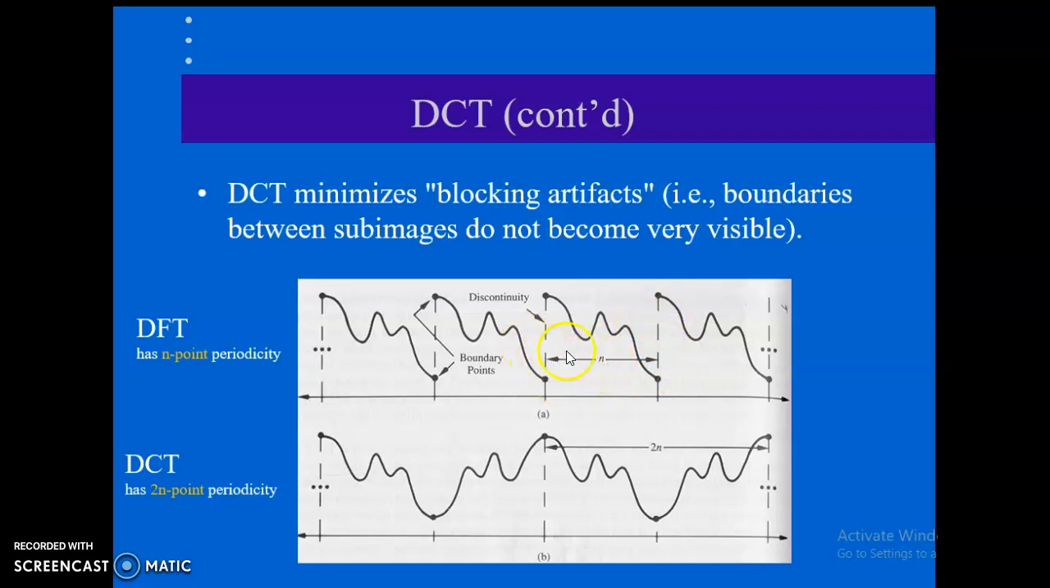The discontinuity n, this distance is the n. Endpoint periodicity in DFT. In DCT, the Fourier transform is like this. In the cosine transform, 2 endpoint periodicity, from here to there is 2n.